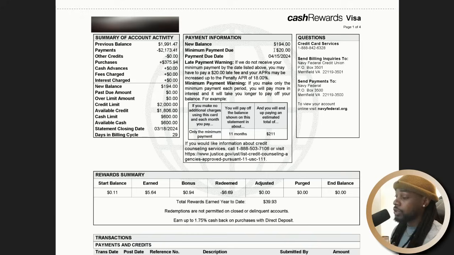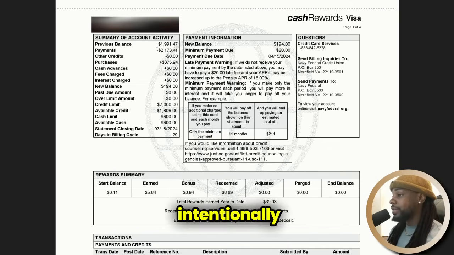That is a lot. So, let's keep that in mind. Now, I intentionally did this. This wasn't a mistake on my part. I am trying to get my credit limit increased on this card to eventually around 50,000.